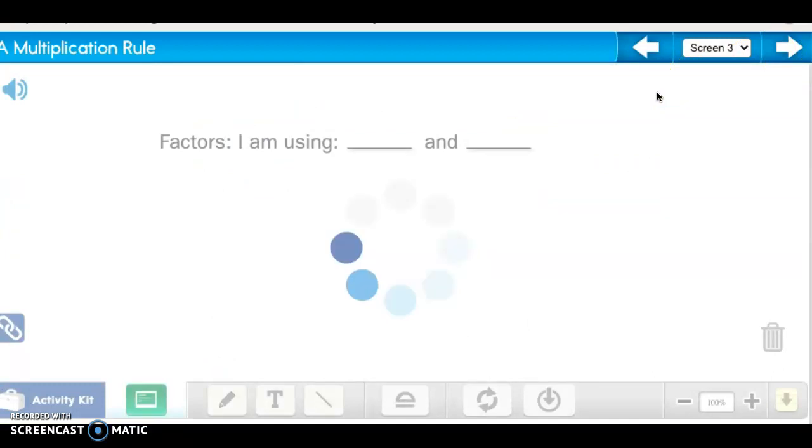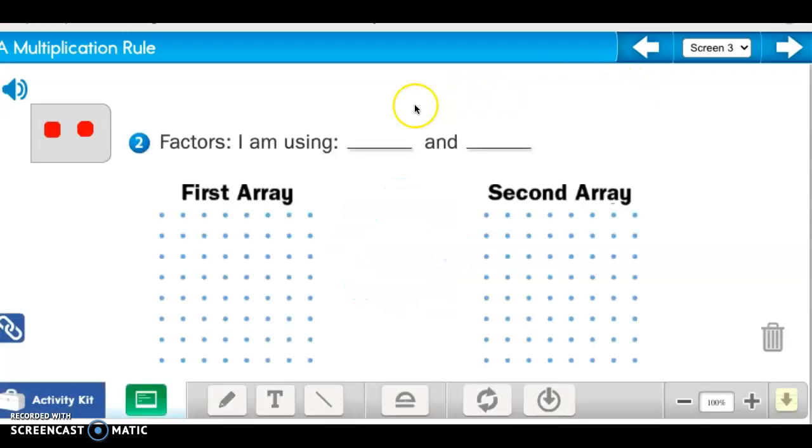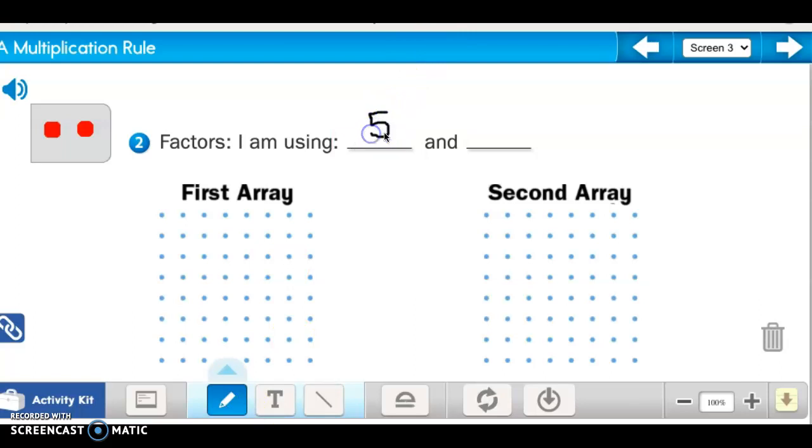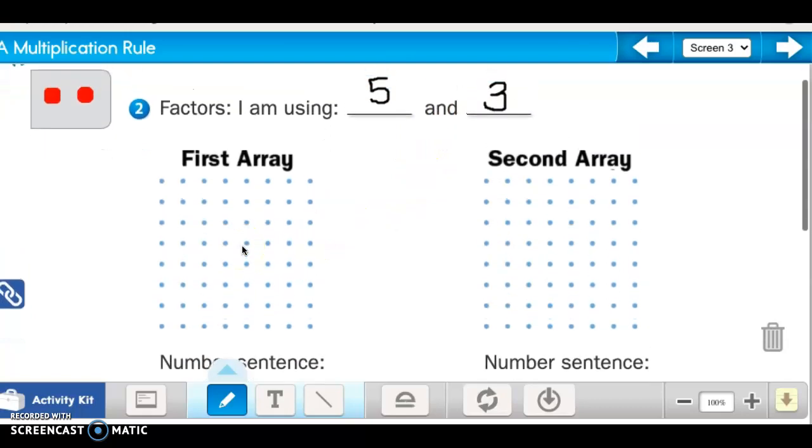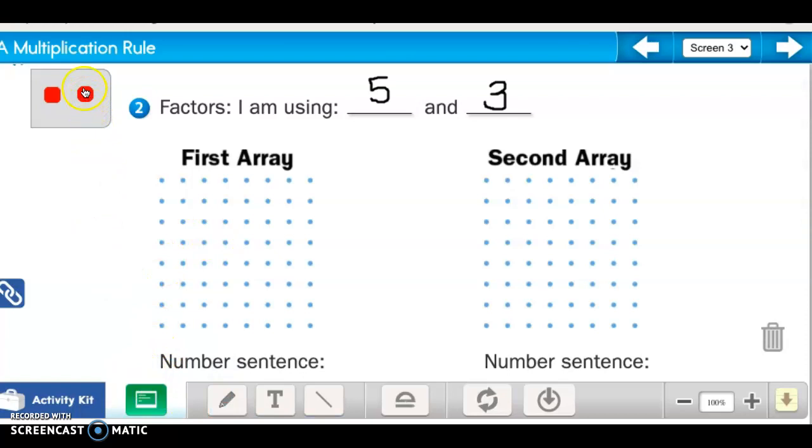Let's make our factors this time. Let's say we roll a 5. So I'll write that down here, a 5. And let's say we roll a 3. So those are our factors. Now we're going to make an array with 5 times 3. So I'm going to get off the pen so we don't mark that. Okay, so let's do 5 rows of 3 the first time.